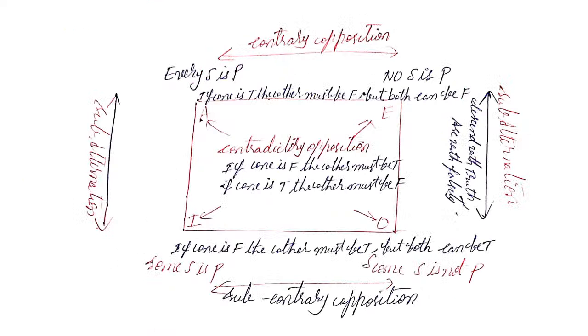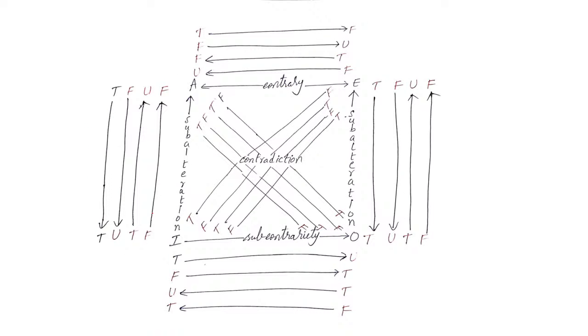Here, see, I have given a diagram. I think it is not clear. This is the final square of opposition diagram, friends. Here, see, A and E are called contrary, and these are subcontrary. I, E and A, O are called contradiction.